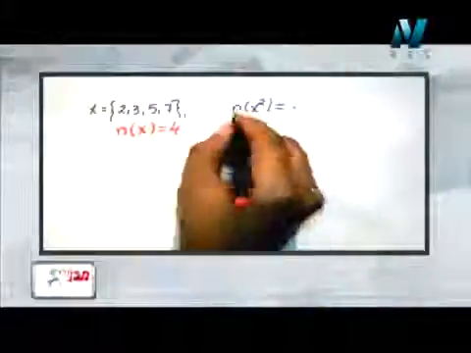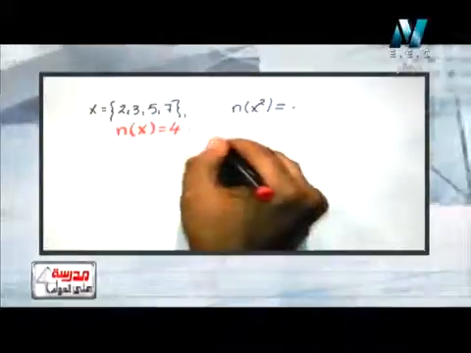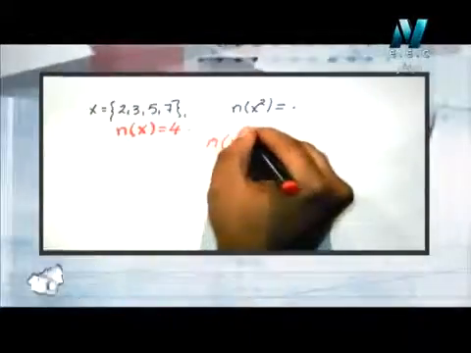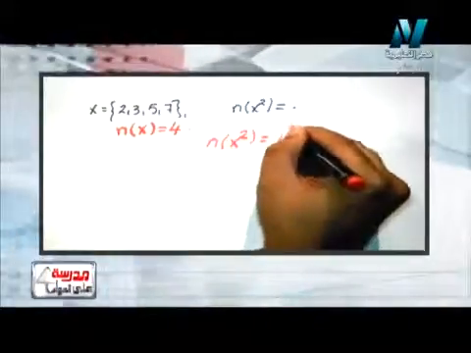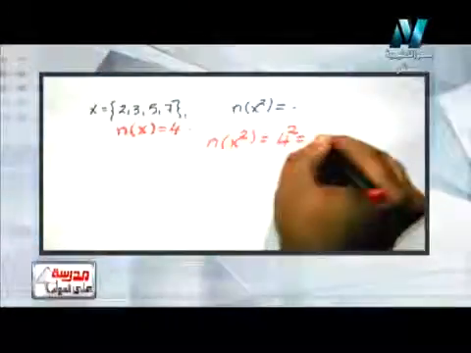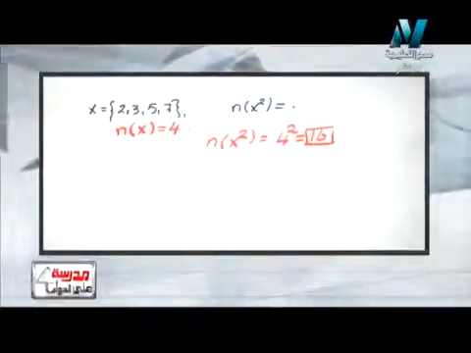To find n of x squared, you can just square the number. You can see here n of x squared, you square the number, which is 4 squared, it will be 16. The answer will be 16.